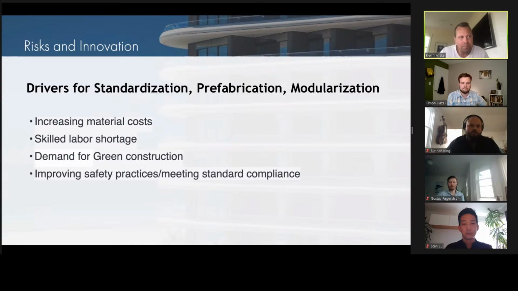We can build a modular wall system, but it doesn't mean it has to have a modular home aesthetic. We can do things that are modular and still be highly customized and beautiful.